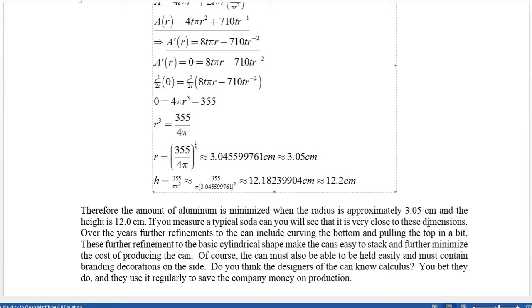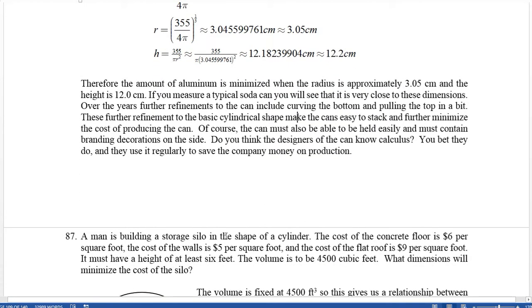So what do you think? Do you think the designers of a can know calculus? You bet they do. And they use it regularly to save the company money on production. So in general, this idea of things like packaging, in a marketing situation, a manufacturing situation, you can save a company like Coca-Cola or Pepsi that makes lots of cans of soda, if you can save them just a small fraction of a cent on a can, it's going to make them a lot of money in the long run because of their volume of production. So, this idea of packaging and knowing something about calculus can make a big difference.